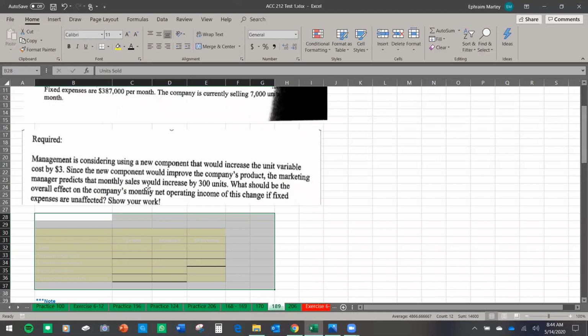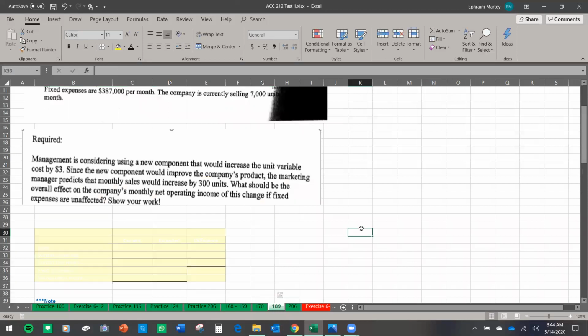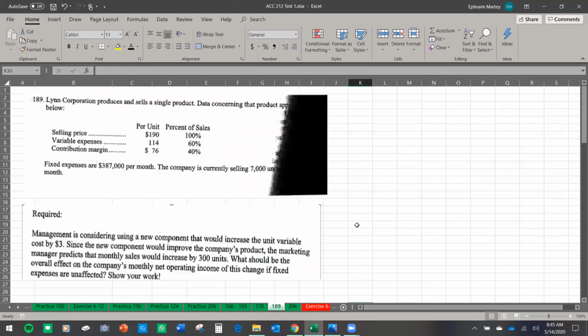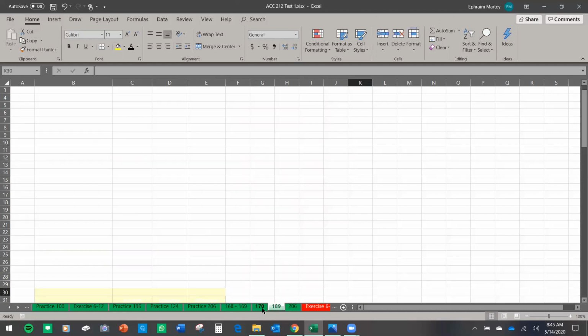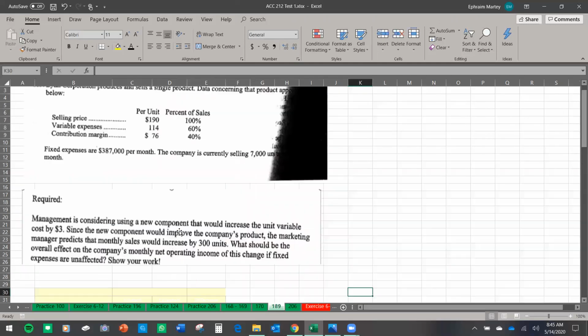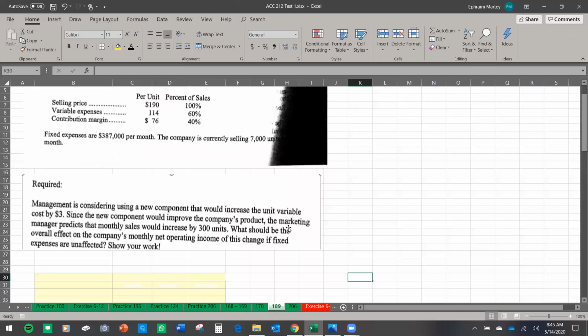Let's move on to 189. What are we trying to find here, my friends? We have been asked a couple of questions. Fixed expenses is done. We are going to use the same formatting we used in the previous one in order to find this.